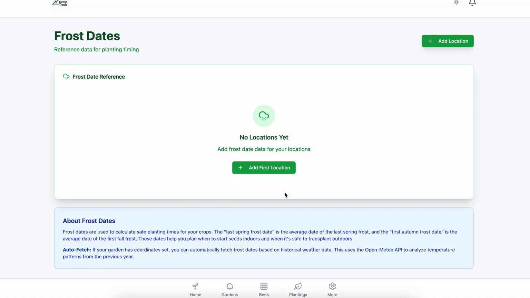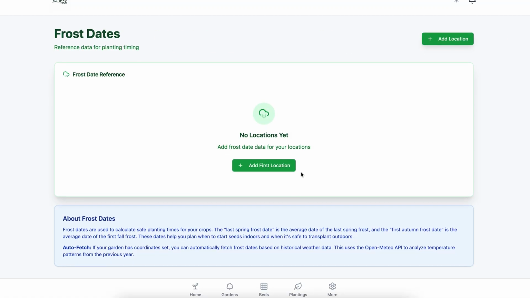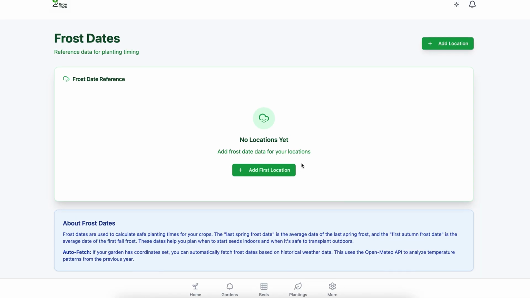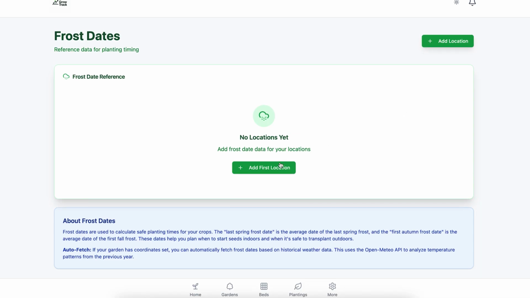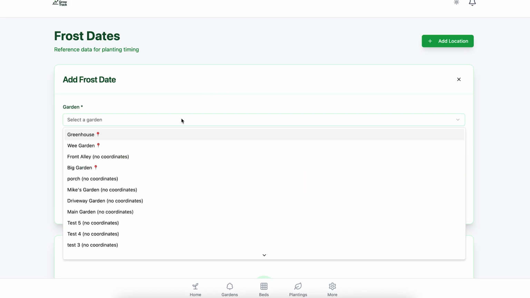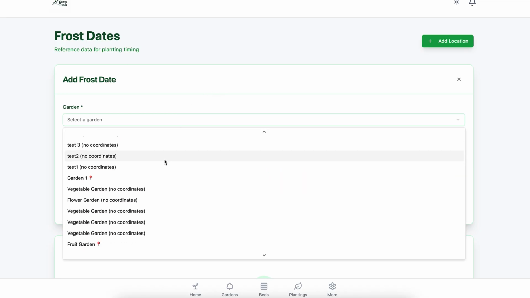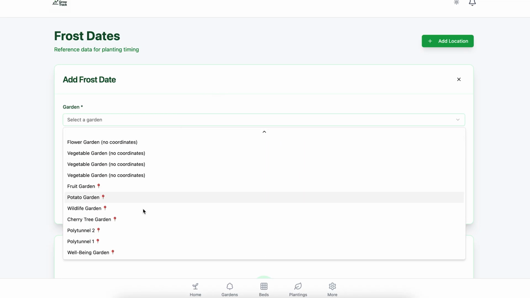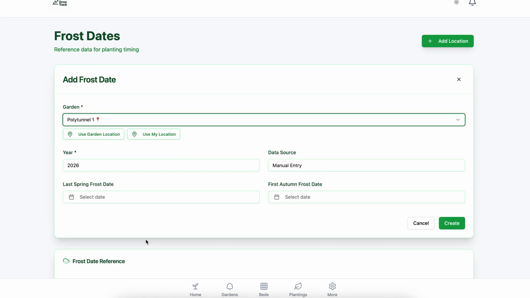Frost dates in GrowTrack are not hard rules, they are risk markers. They help you understand when frost is likely, not guarantee when it will happen. GrowTrack calculates frost dates using location, historical patterns and current conditions. This gives you a realistic window to work with, not a single fixed day.